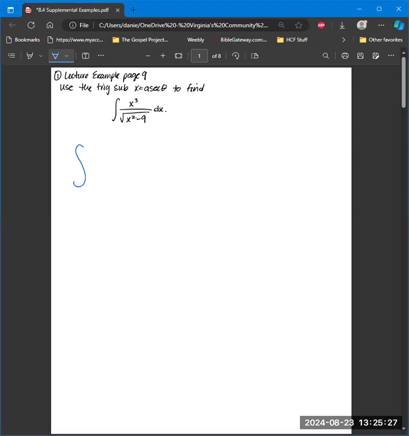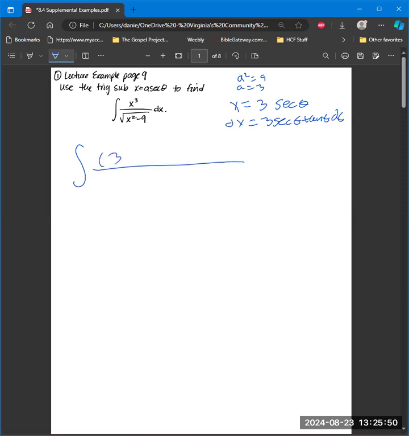So if x is equal to a secant theta, a squared is 9, so a is 3, so x is going to be 3 secant theta, making dx equal to 3 secant theta tangent theta d theta.